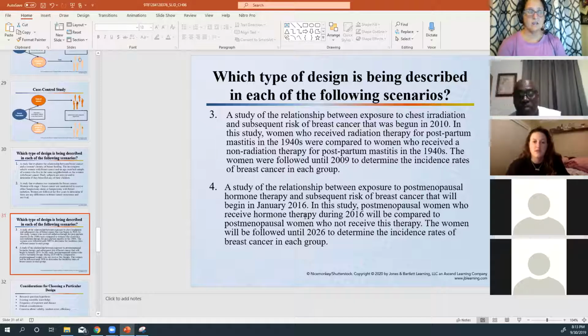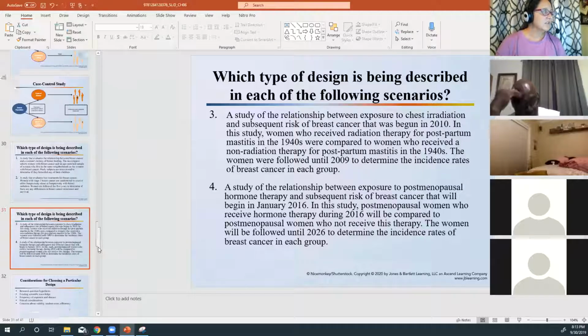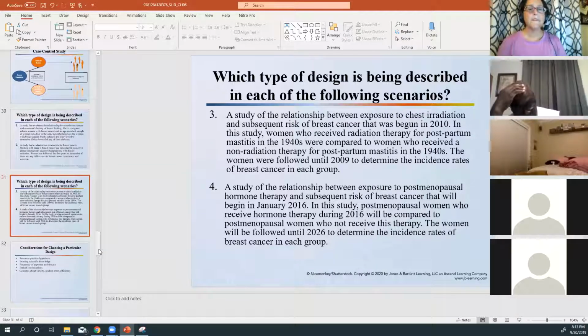Postmenopausal hormone therapy. Okay, the hormone therapy. And we know women who receive it versus women who do not receive it. So those are going to be your two exposures. I think the easiest thing to do, when I first started doing these, I thought they were pretty tricky.